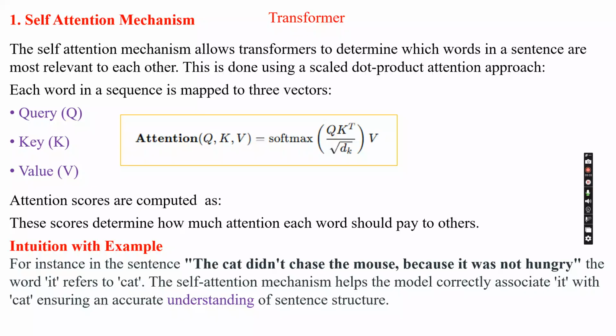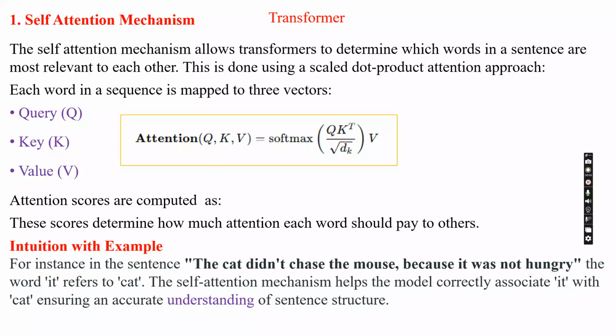Now, next is the self-attention mechanism. Self-attention is the heart of the transformer architecture. This is the most important topic. It allows each word in the sentence to identify which other words are important. Each input word is converted into three vectors: first one is query, second is key, and third one is value. The model compares these vectors to calculate attention scores. These scores determine how much importance each word should give to every other word.